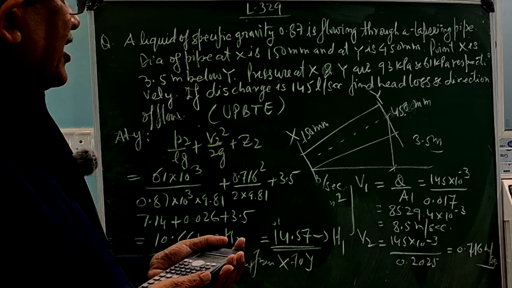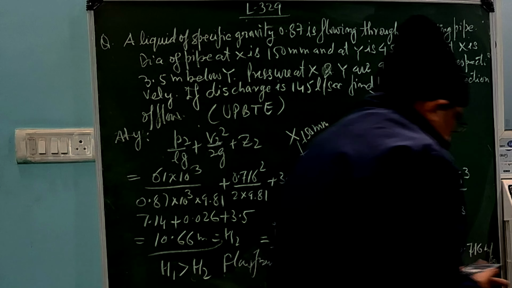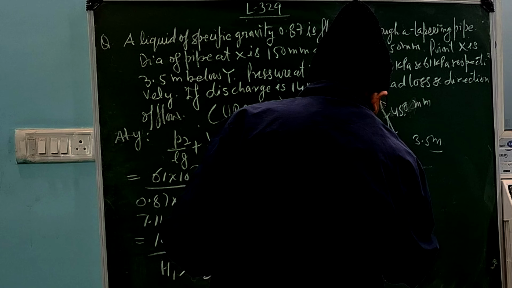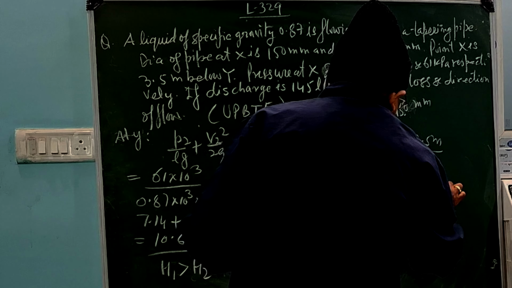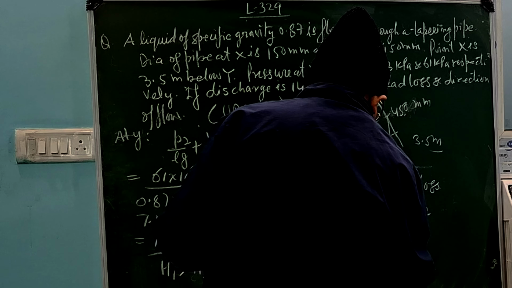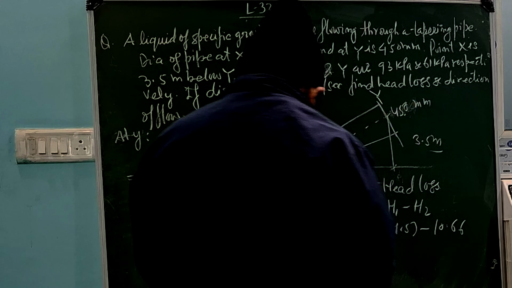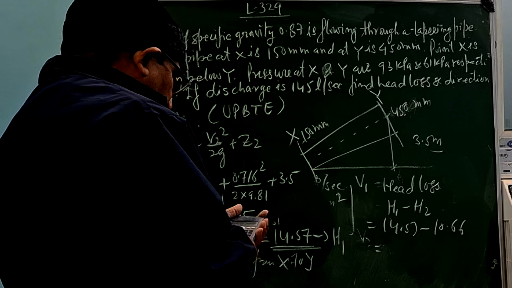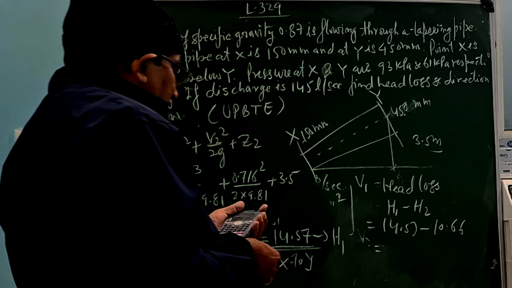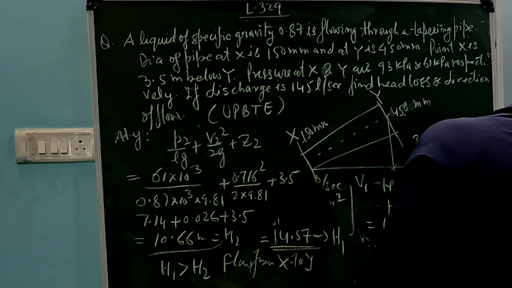And what is that? Find head loss. What is the head loss? Head loss will be the difference of these two. Head loss equals to H1 minus H2. This is your 14.57 minus 10.66. This is 3.91 meter. This is your head loss.